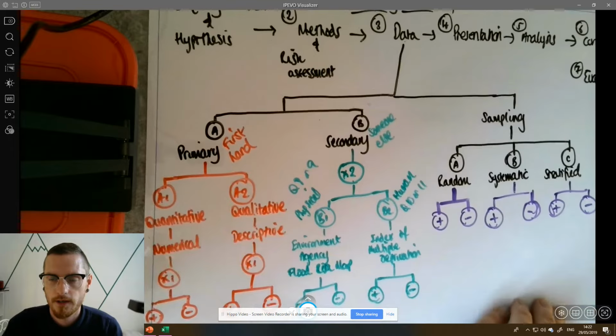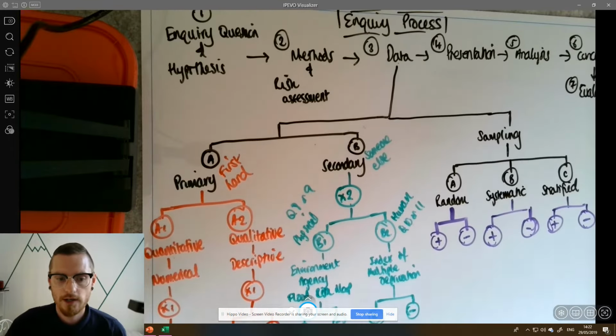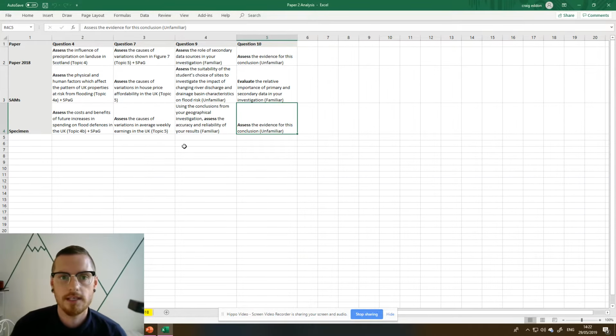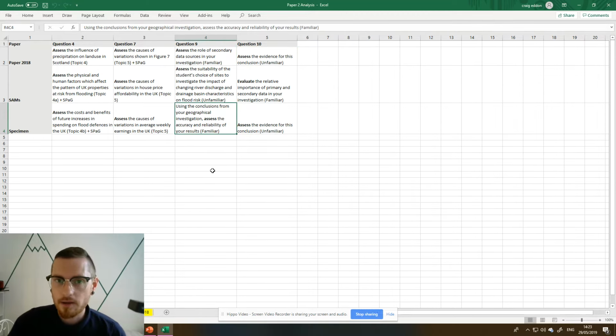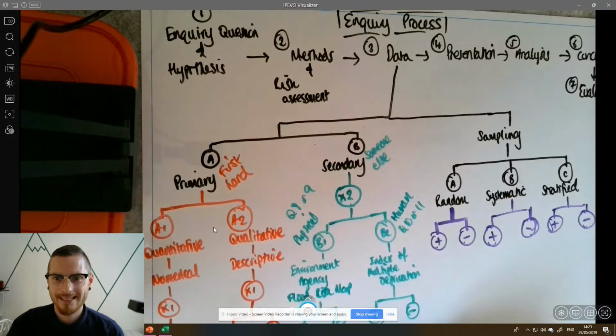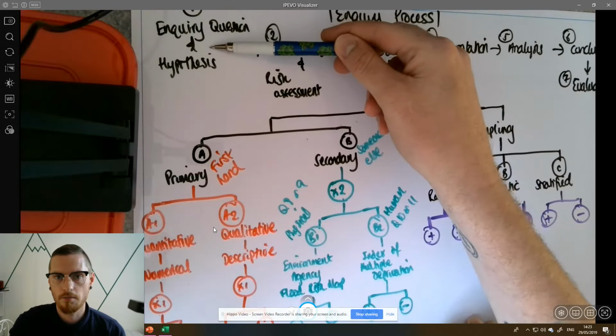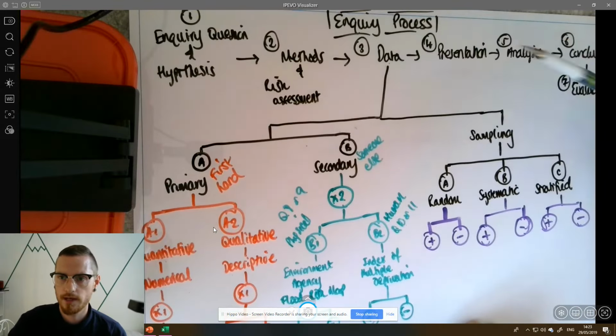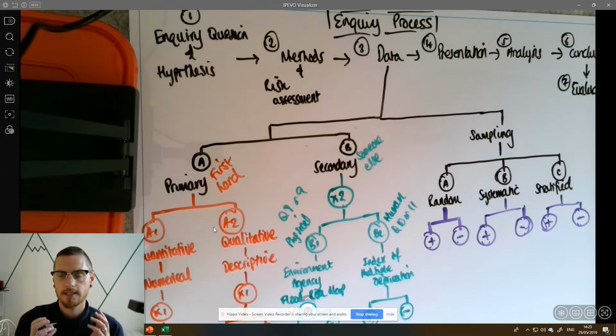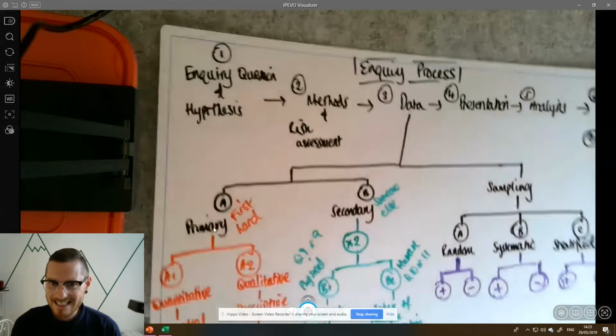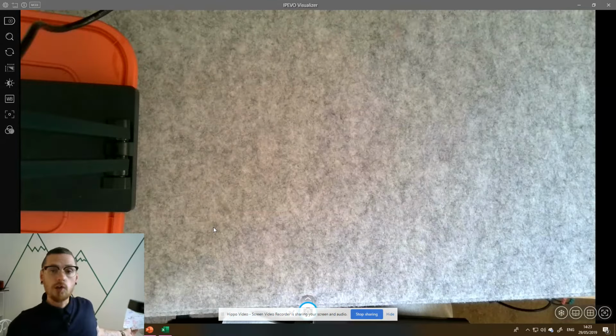Last thing to point out is for the 8 markers, the questions that we can see on the screen right now are mainly about assessing the evidence of a conclusion or the accuracy and reliability of your results. So it's mainly looking at this bit, number 1 of the inquiry process 3, or here at the end of it. So it's asking you here to assess your conclusions or your results.